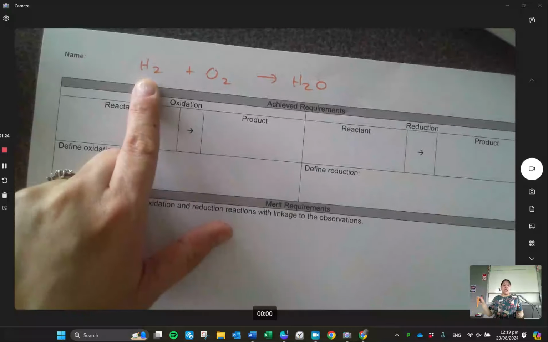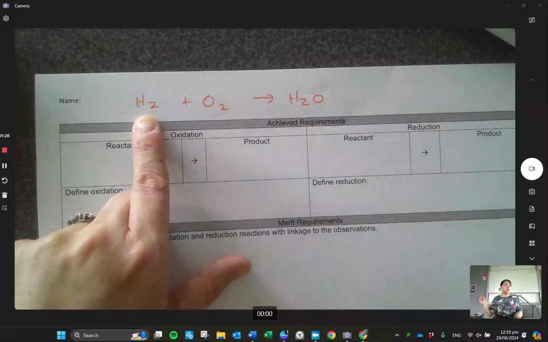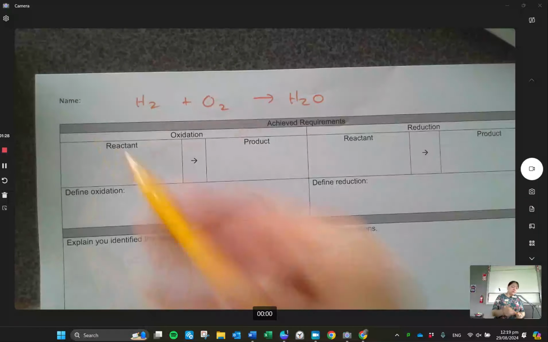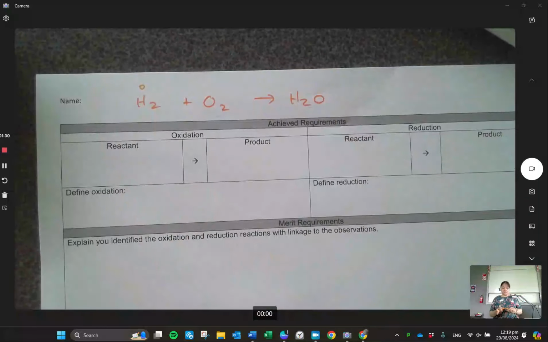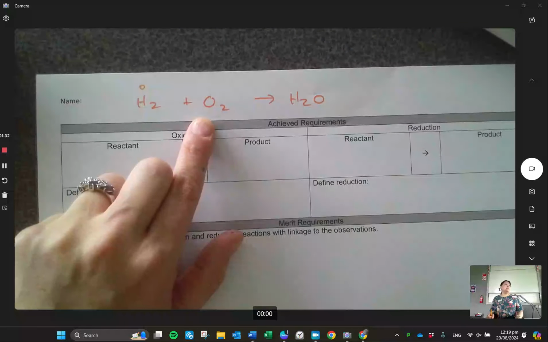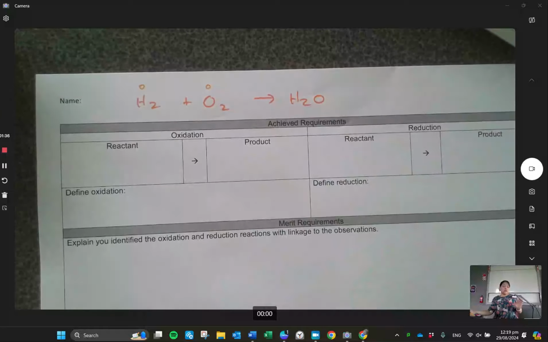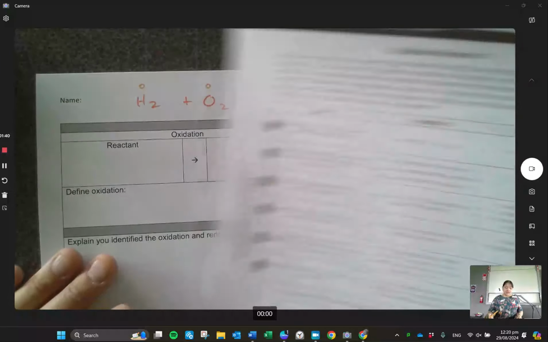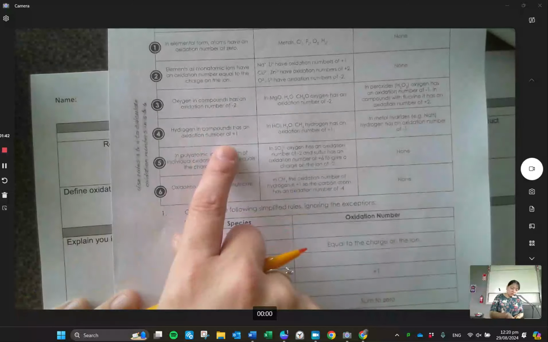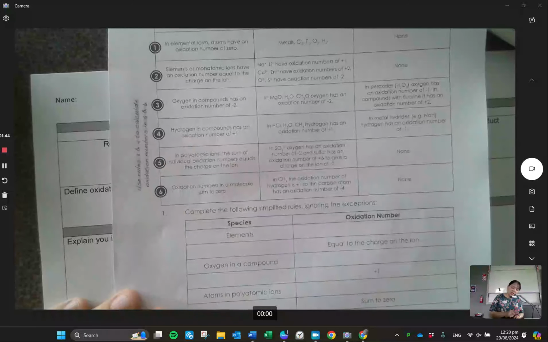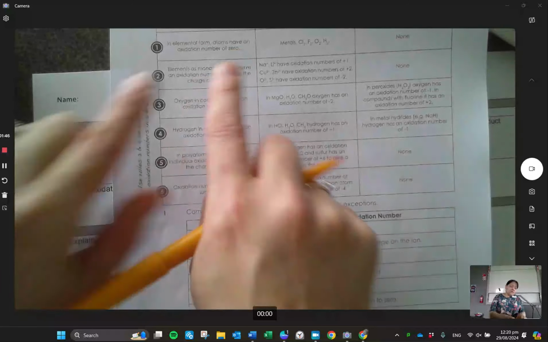So when I look, I have hydrogen. Hydrogen's by itself, that's in its elemental form, so that is 0. Oxygen, also in its elemental form, so that is 0. So that's something to keep in mind when we're looking at this. Next thing to think about then is we have some rules when it comes to hydrogen and oxygen that we can use. There's also this one here.